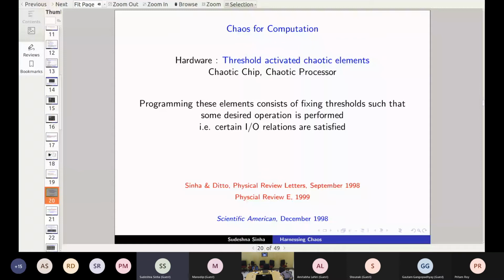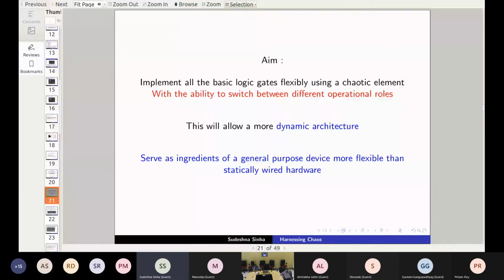Okay, and actually, though there's a short version here and a long version here, I think the best version was written by Wyatt Gibbs in Scientific American, which is a little bit popular, but I think he wrote it better than we did. Anyway, so here was the aim. I need something which has the ability to switch between these operational roles. And if they manage to do it, it would give you a more dynamic architecture. And you could have a general purpose device, but it'll be more flexible. That is the idea. That is the hope.